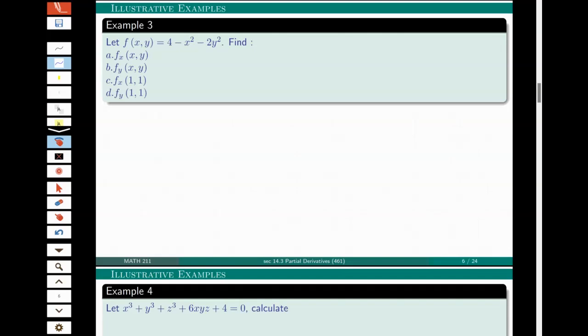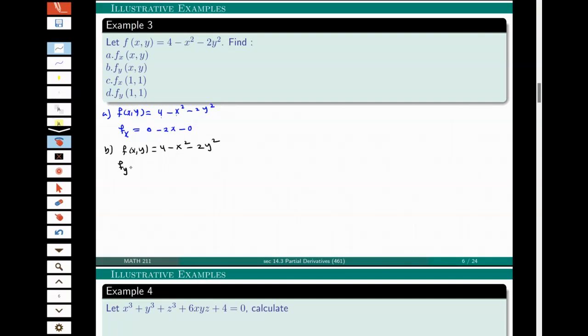Now, example number 3, A. If we have f of x,y equal to 4 minus x squared minus 2y squared, what's f sub x? Derivative with respect to x. Derivative of 4 is 0, derivative of minus x squared will be minus 2x, and that will be derivative constant 0. Now, b, I have f of x,y, which is equal to 4 minus x squared minus 2y squared.